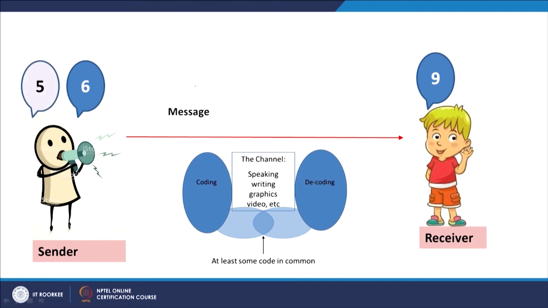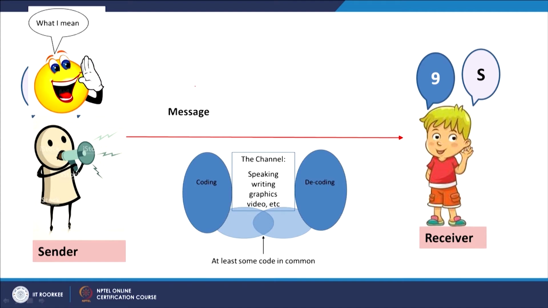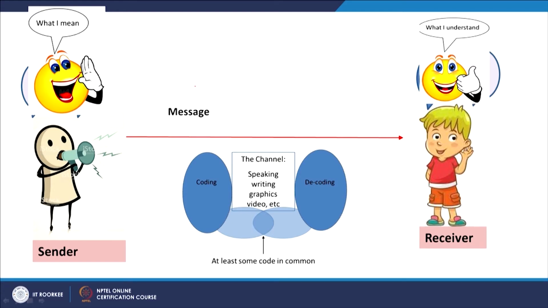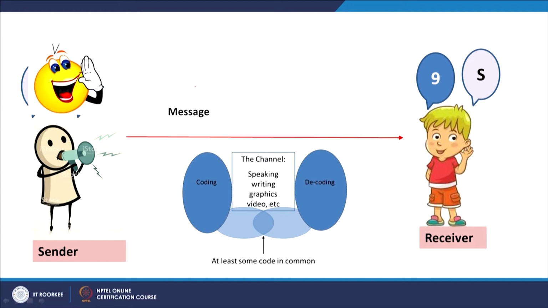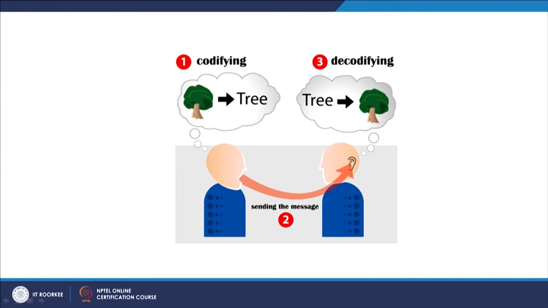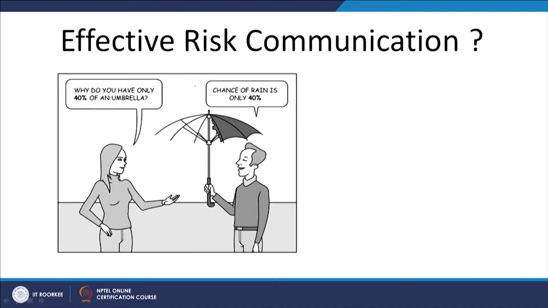Let's say the sender is sending 5, wants to say that okay, this is 5, some code, and the receiver decoded it as S. What I mean as the sender and what I understand as the receiver is important in risk communication. If I am sending 6 and you are considering it as 9, if I am sending 5 and you are considering it S, then it would not work, right? So when we are codifying, if I want to say tree, you should understand after the decoding that it is tree, okay? So sending the message from sender to receiver, after coding and decoding, should have the same meaning. What I want to mean and what I understand should be the same. An effective risk communication should have this component.